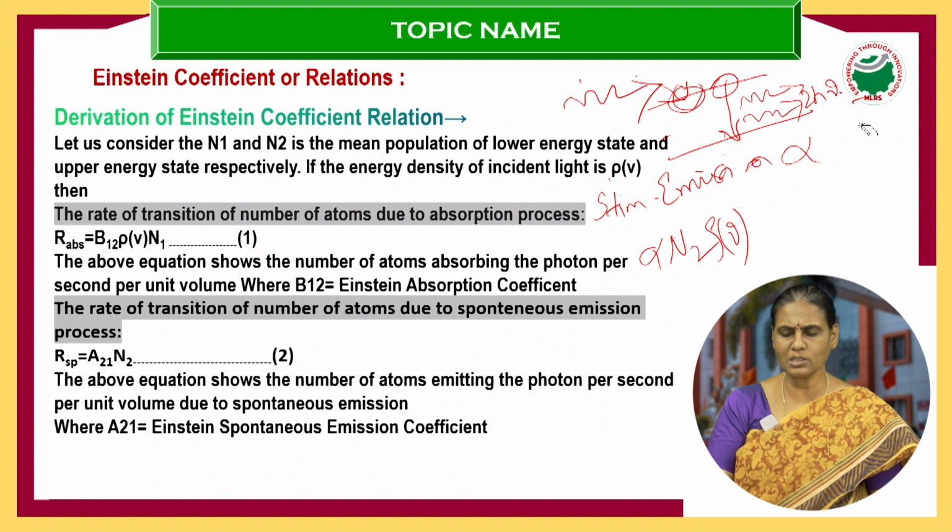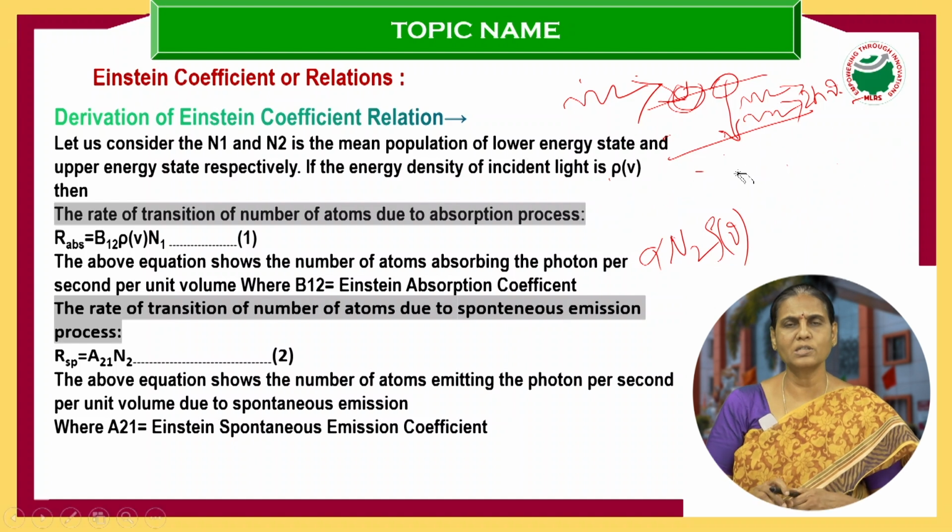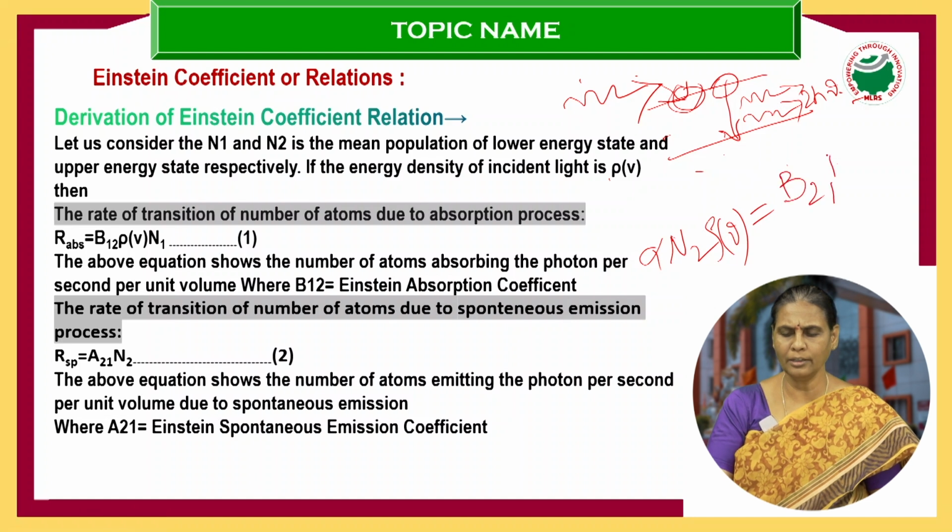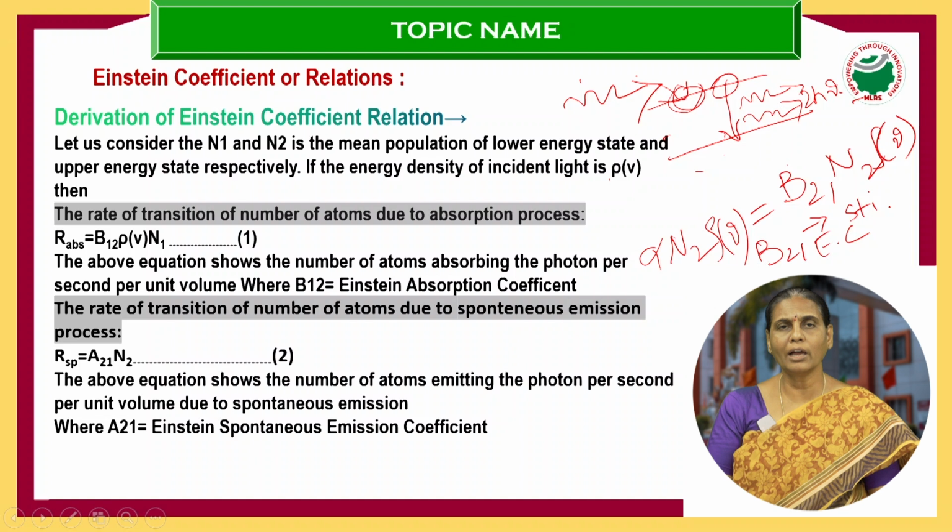Now, remove the proportionality sign and introduce a constant called B21, so we get B21 N2 rho of nu. Now, what is this B21? B21 is called the Einstein coefficient for stimulated emission. Why are we writing it as 2 to 1? Because the de-excitation is taking place from the second energy level to the first energy level. That's why we are using the constant B21. So, B21 is called the Einstein coefficient for stimulated emission process.